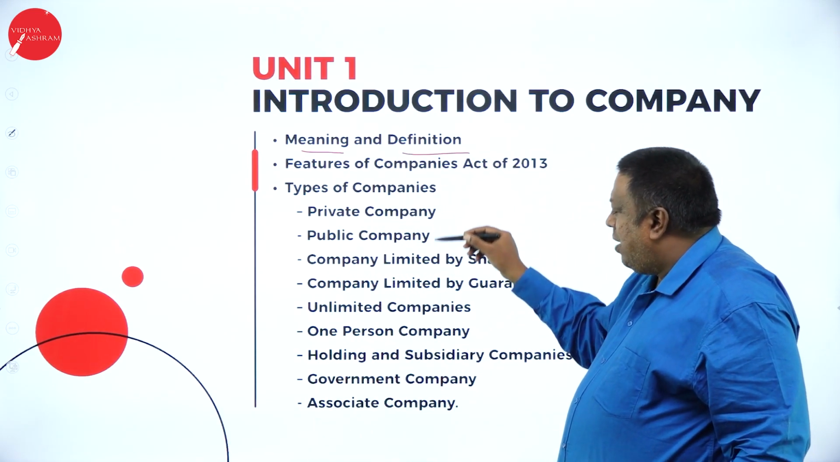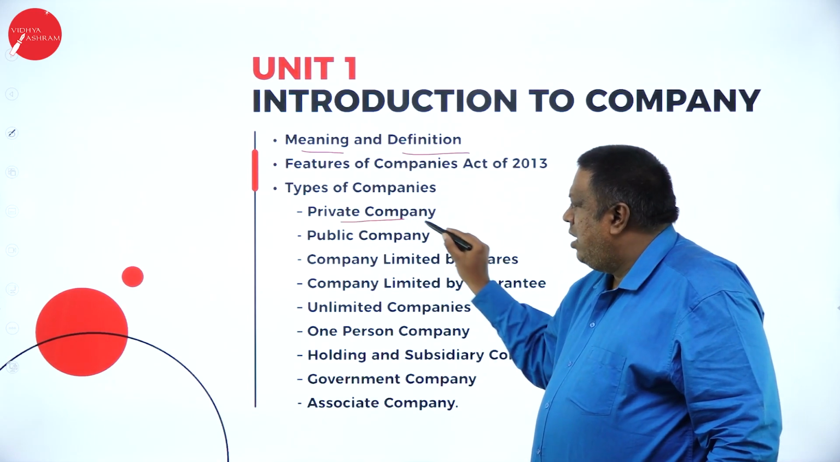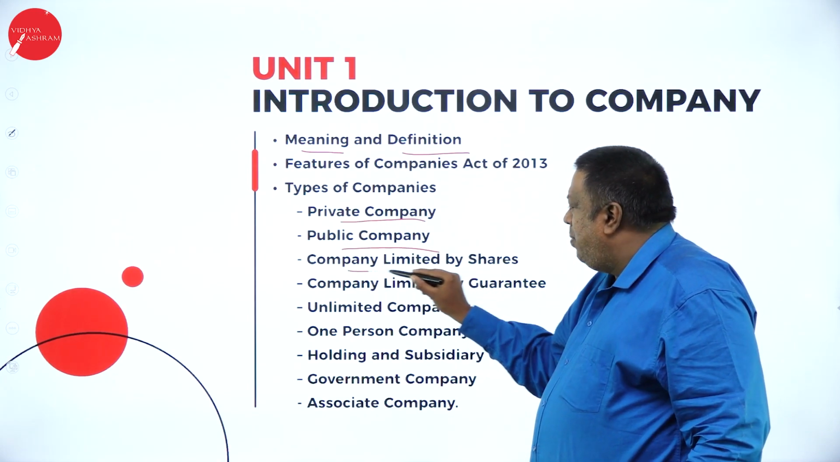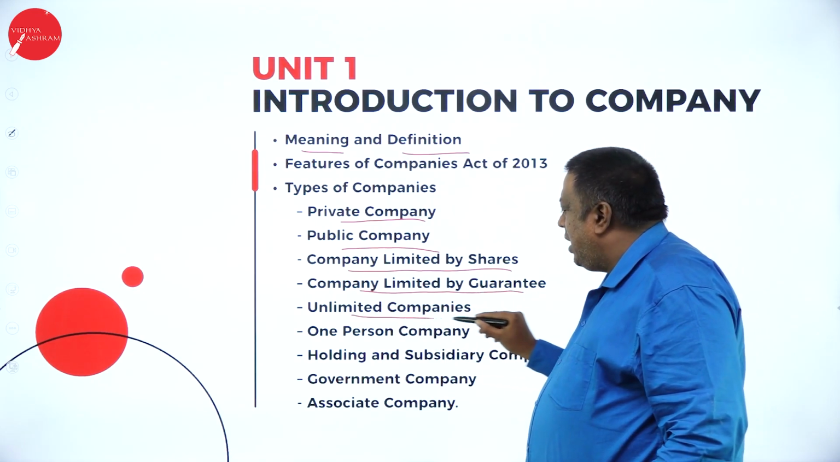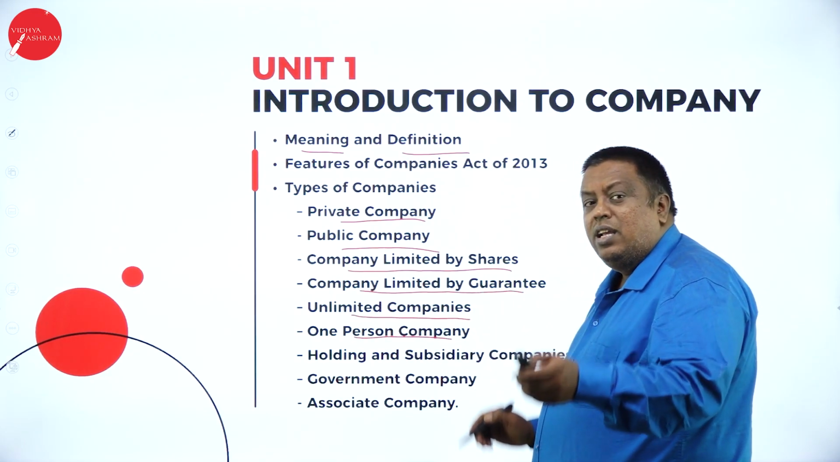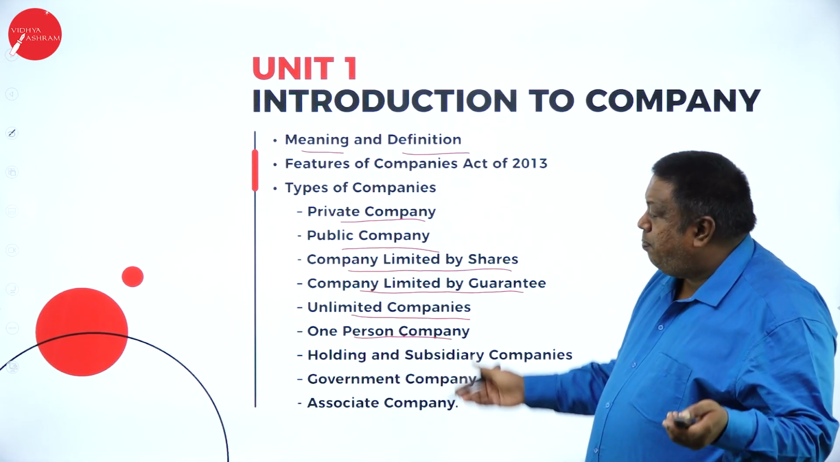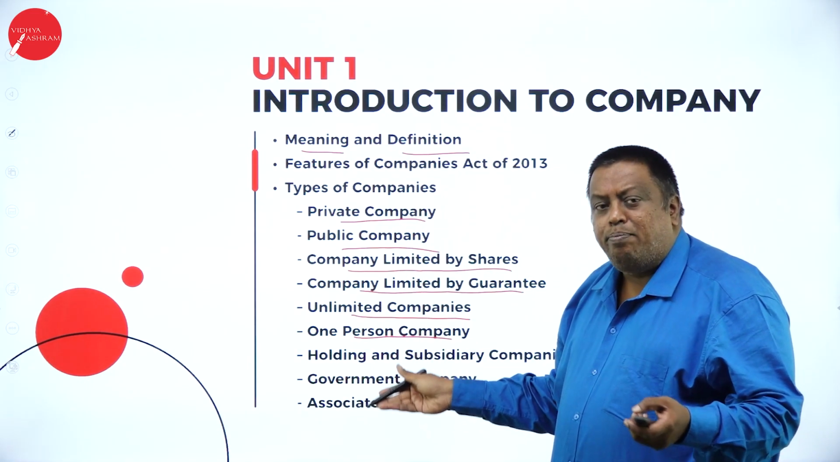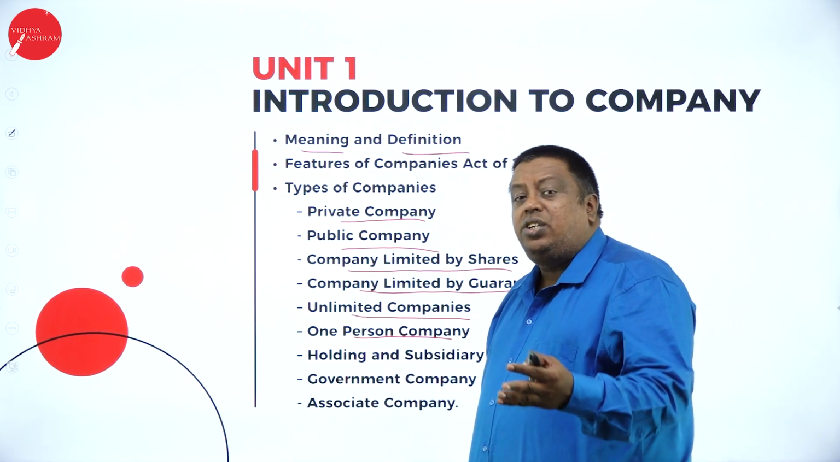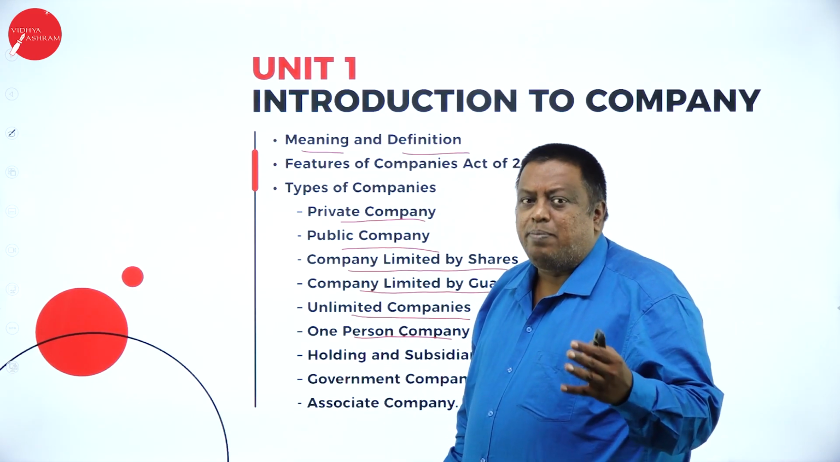So the types of companies are: private company, public company, company limited by shares, company limited by guarantee, unlimited companies, and one-person company. There are plenty of companies here. Each and every company's meaning and its functions we're going to learn in the simplest way.